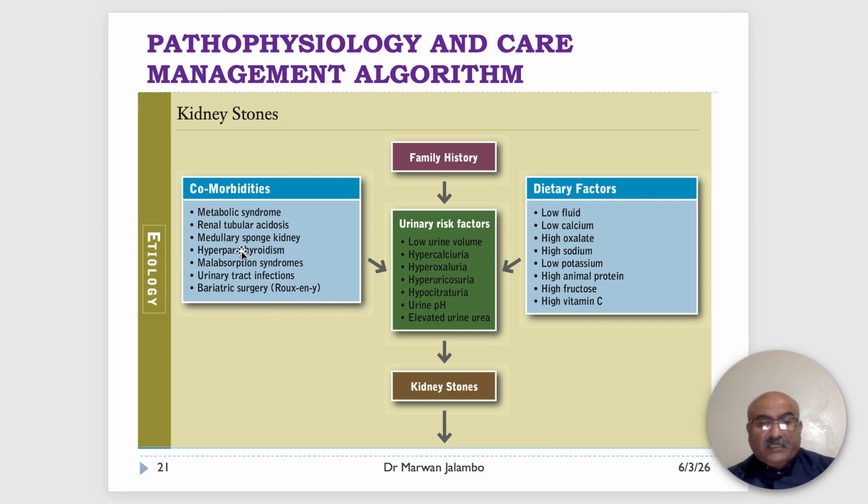The comorbidities list metabolic syndrome, a cluster of conditions like high blood pressure and high blood sugar, renal tubular acidosis, a specific structural or functional kidney issue, hyperparathyroidism, overactive parathyroid glands which control the calcium levels, malabsorption syndrome and bariatric surgery, digestive issues or surgeries that change how your gut absorbs nutrients, and urinary tract infections or UTI, chronic infection can alter the bladder and kidney environment.